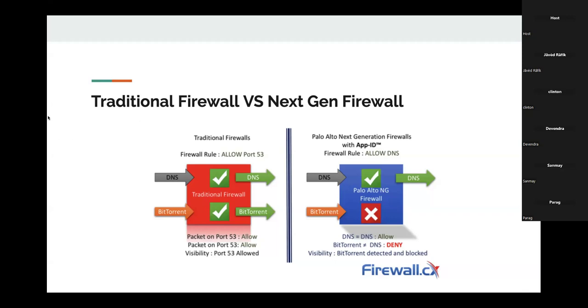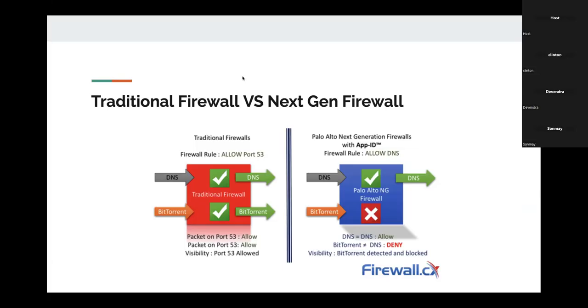Let me try to annotate this so that we can talk. So the data is present at layer 7, right? And the Palo Alto Firewall, as you can see, will be able to differentiate based on the data that the traffic is carrying. The traditional firewalls will just say, okay, allow port 53.